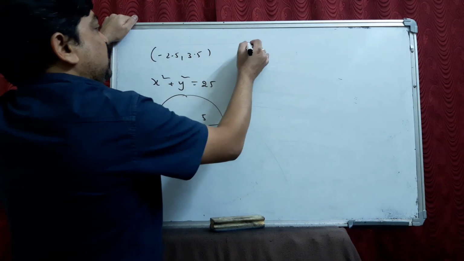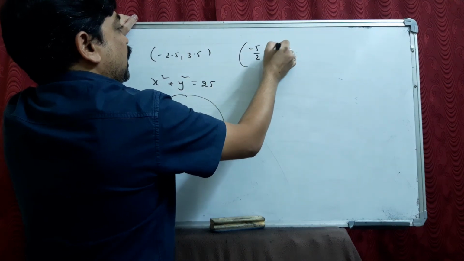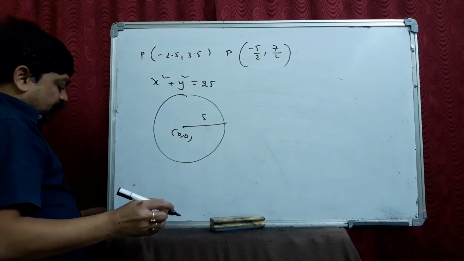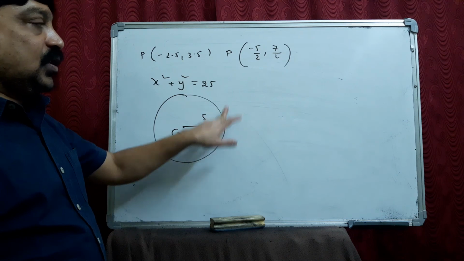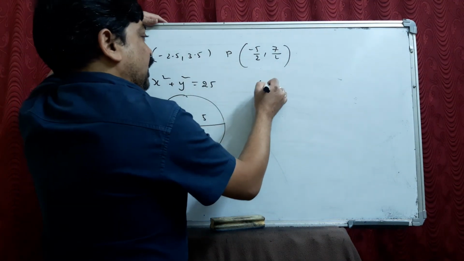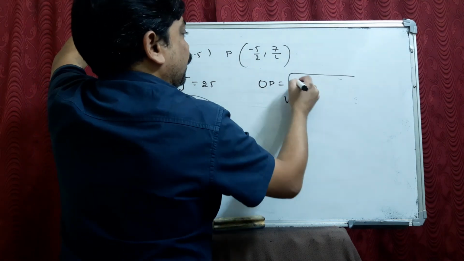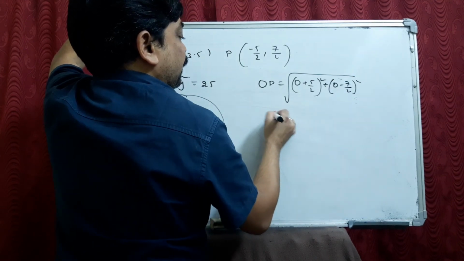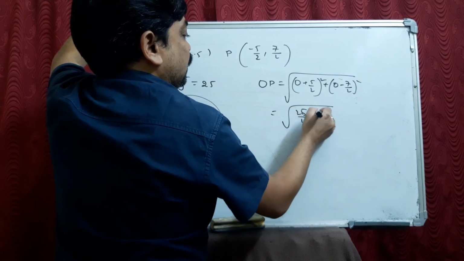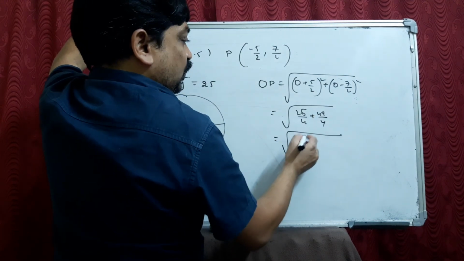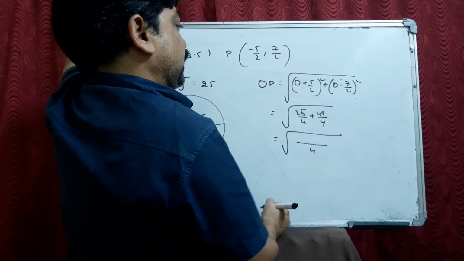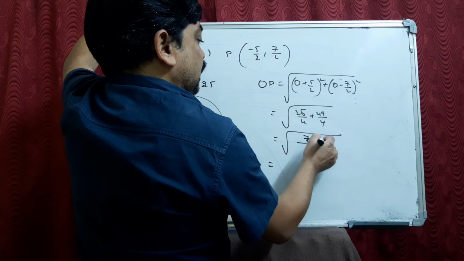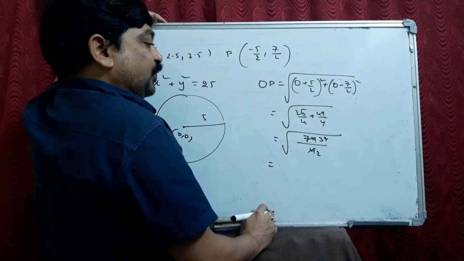Now, the point is minus 5 by 2, 7 by 2. This is P. Let us find out the distance CP to check whether the point lies inside or outside. Okay. OP from origin, square root of 0 plus 5 by 2 whole square, 0 minus 7 by 2 whole square, 25 by 4 plus 49 by 4, square root of 74 by 4.